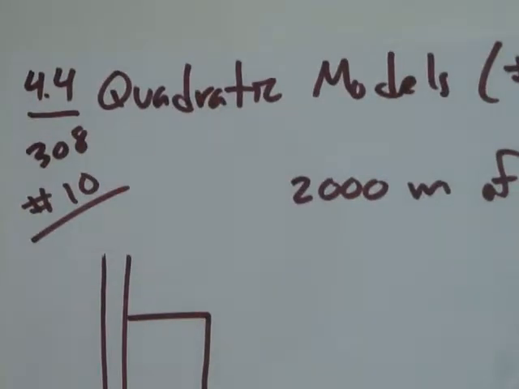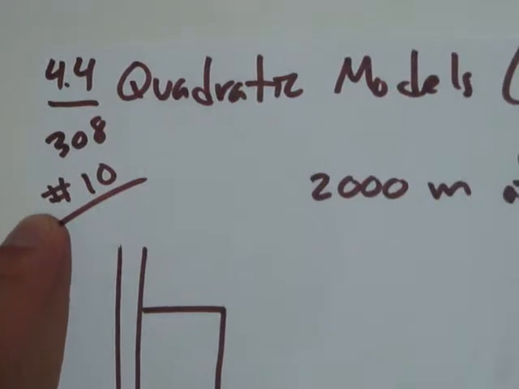Alright guys, so here's the other half of 4.4 here, the other quadratic model that I wanted to look at. This one feels a little bit more tangible, you can kind of visualize it a little bit better, I think. This one's actually in section 4.4, it's on page 308, it's number 10.